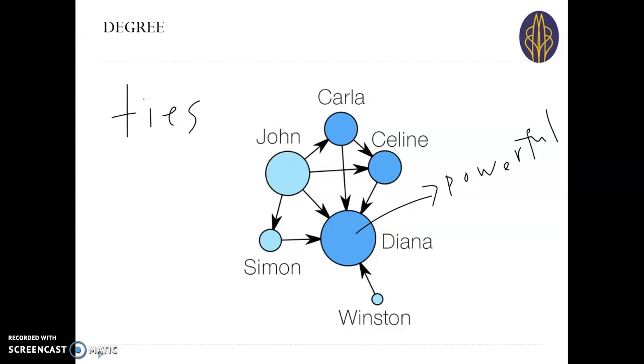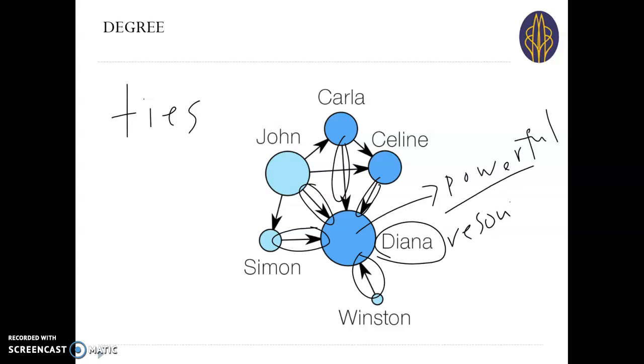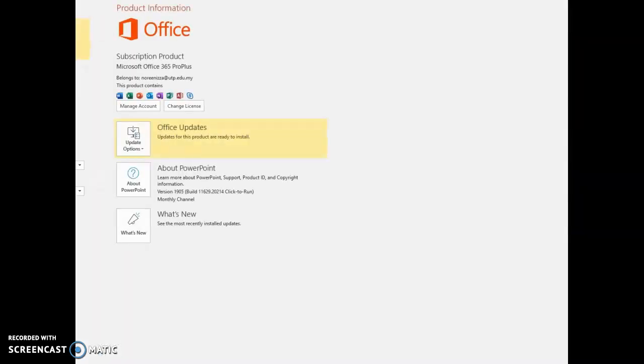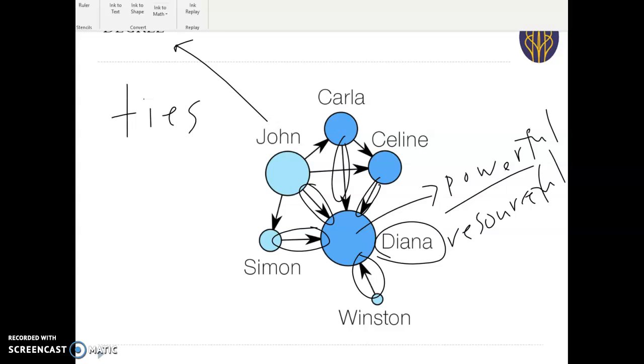But why? We count the number of ties that she has. She has the most direct ties: 1, 2, 3, 4, and 5. So Diana, in this case, is the most powerful or resourceful, using the approach called degree, the centrality measure of degree. The others have fewer, like John. John has only 1, 2, 3, and 4, as compared to Diana. So that's degree, the most powerful or resourceful person.